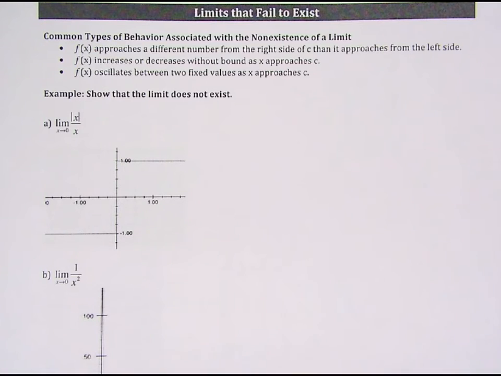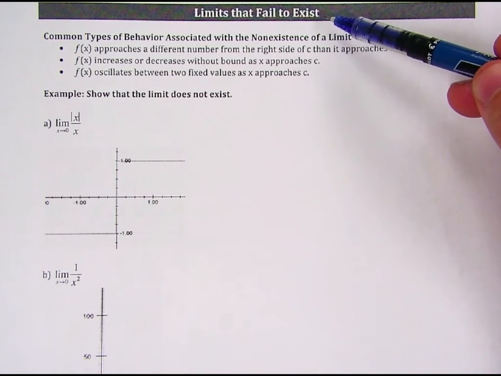So if the existence or non-existence of f of x at x equals c has no bearing on the existence of the limit of f of x as x approaches c, what does create a non-existence of a limit? And that's what we're going to talk about in this section, limits that fail to exist.